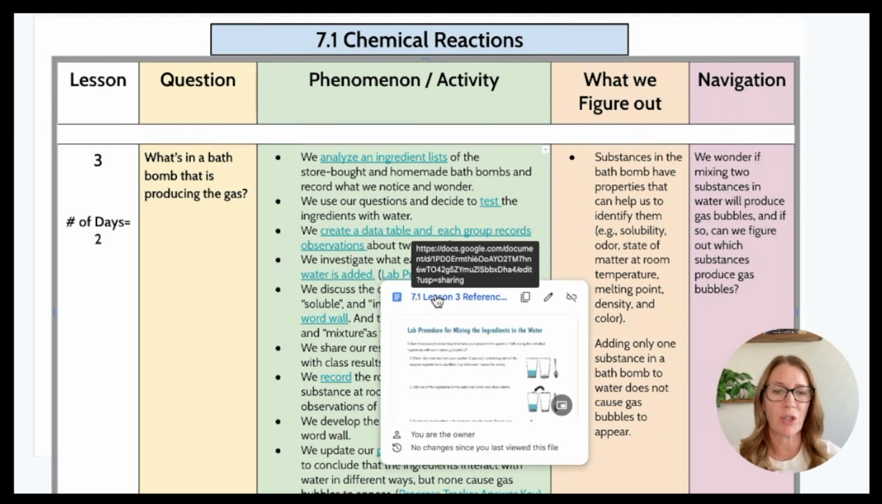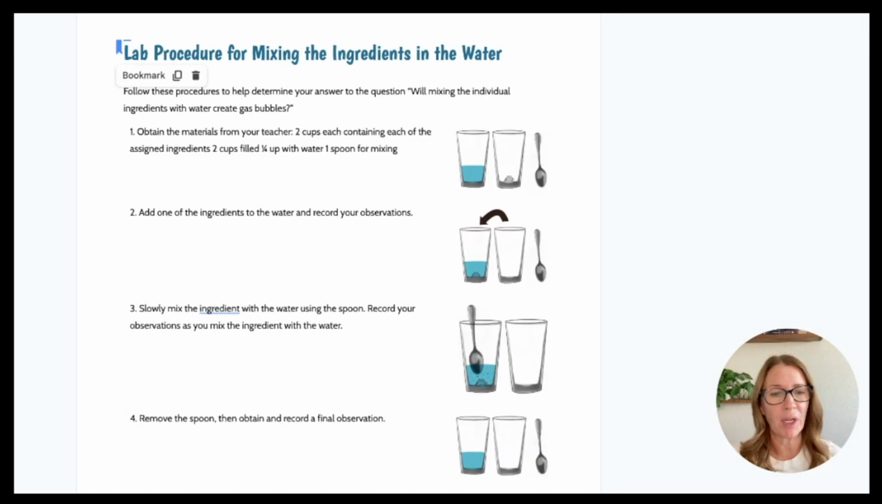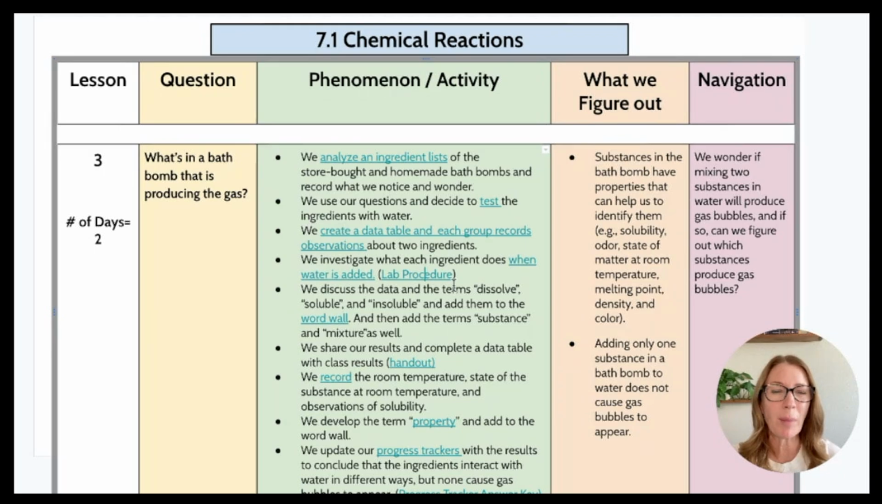Now, there is a lab procedure. Although I don't think you need this lab procedure, you're just simply mixing water with the ingredient and you're making observations. You can model this pretty easily. I would not be using a cup and a spoon and this much water. I would use very minimal amounts of your ingredients and water. So in the materials list or prep video, I talk about using a well plate or an ice cube tray, just small amounts. There's not much that happens here, so you don't need to waste a lot of materials. Okay, so you probably don't need to print that out.